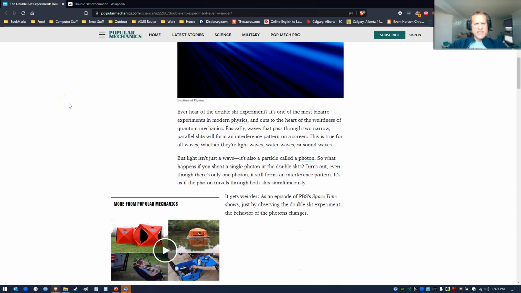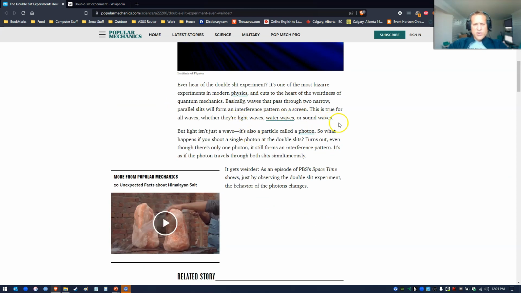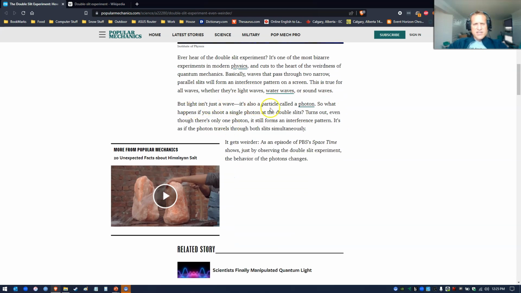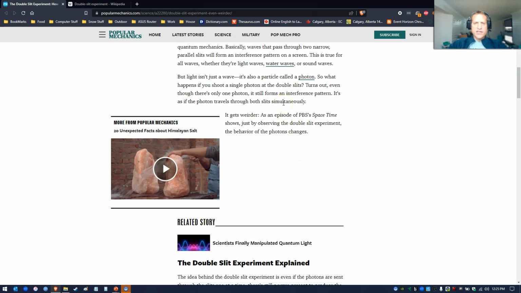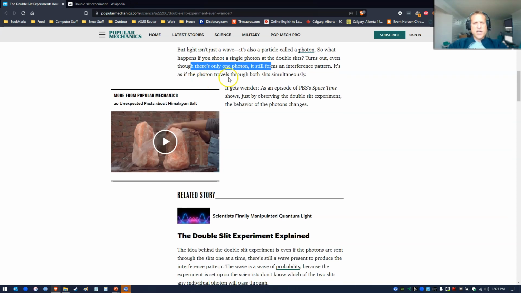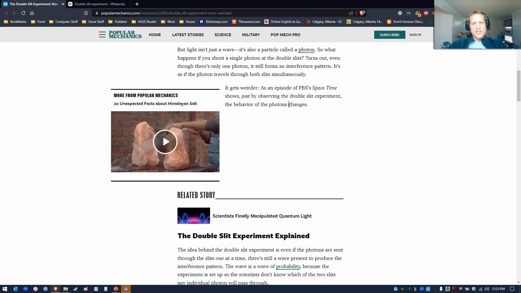I think this one's basically the same thing. Ever hear of the double slit? Two slits, through all waves, whether they're light waves, water waves, okay, good. But light isn't just a wave, it's also a particle called a photon. Well, we've discussed that. It's a particle following, it's the front of the wave, right? What you detect is the wave front as a particle, as a point sort of impulse, right? Turns out even though there's only one photon, it still forms an interference pattern. It's as if the photon travels through both slits simultaneously. No, that's not possible. A discrete real entity cannot be two different places at once, right?